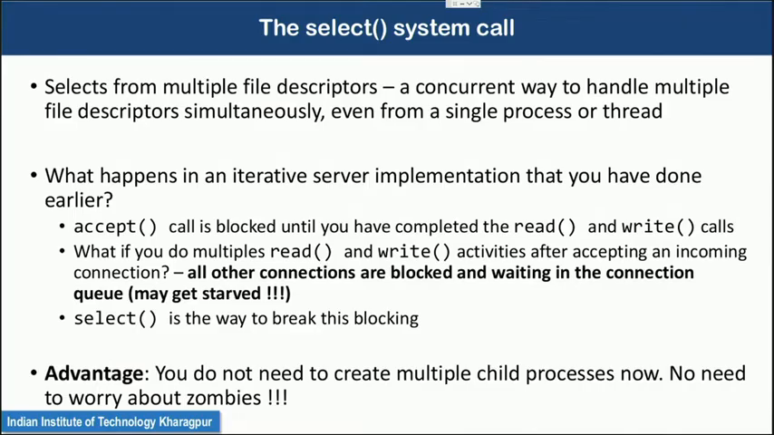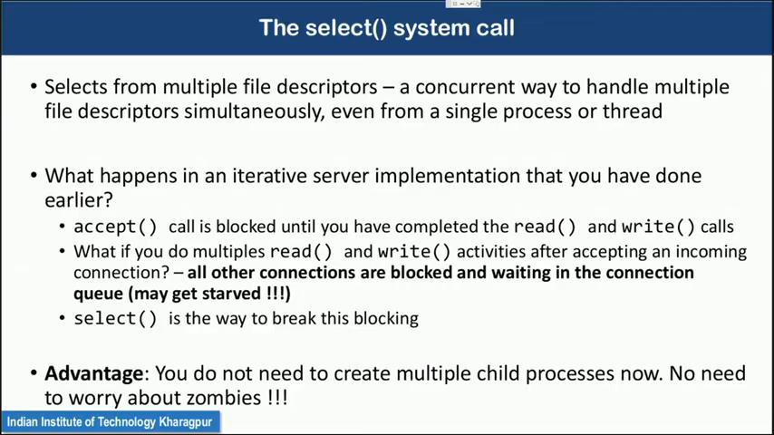Now, what we have seen in the iterative server implementation that we have done earlier is that the accept call is blocked until you have completed the read and the write calls. What if you do multiple read and write activities after accepting an incoming connection? The other connections are blocked and waiting in the connection queue, and they may get stopped. Select is a way to break this blocking. One way to break the blocking is using the parallel implementation. Another way is to use the select system call.